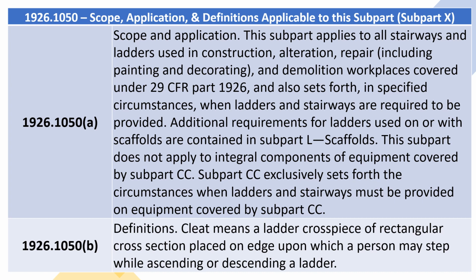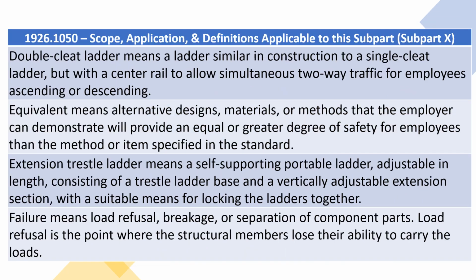1926.1050(b), Definitions. Cleat means a ladder crosspiece of rectangular cross-section placed on edge upon which a person may step while ascending or descending a ladder. Double cleat ladder means a ladder similar in construction to a single cleat ladder, but with a center rail to allow simultaneous two-way traffic for employees ascending or descending.